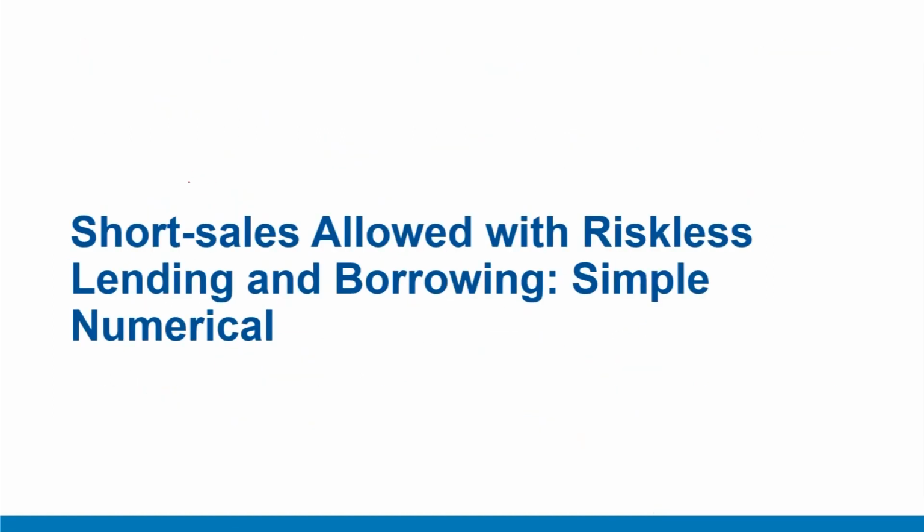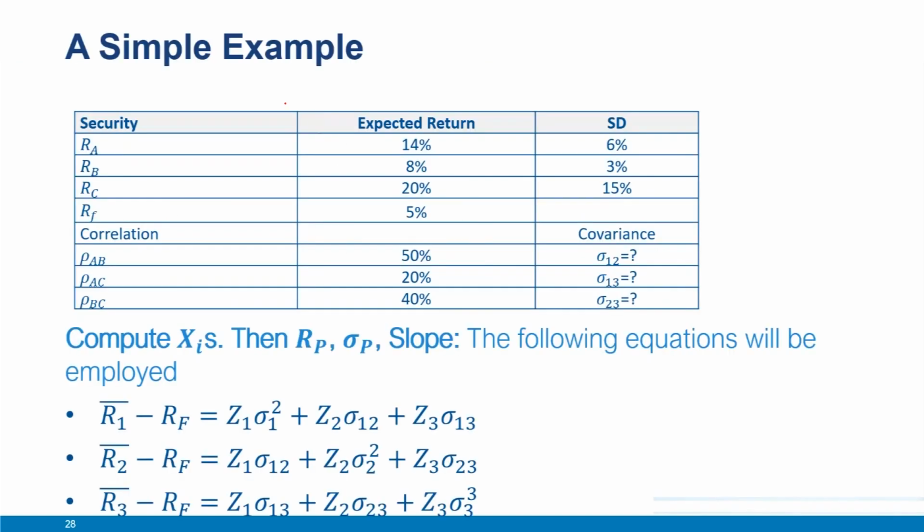In this video, we'll concretize our understanding of computation of efficient frontier with short sales allowed with riskless lending and borrowing case with a simple example. Let us look at the details provided. So we are considering three securities A, B, C. We can also call them 1, 2 and 3 along with the risk-free rate. We have been given the expected returns on all these instruments along with the risk-free rate and standard deviation or risk of these securities and correlation across AB, AC and BC here.